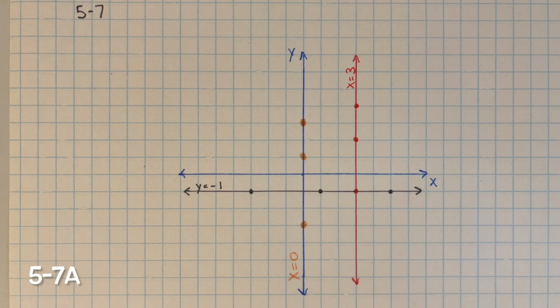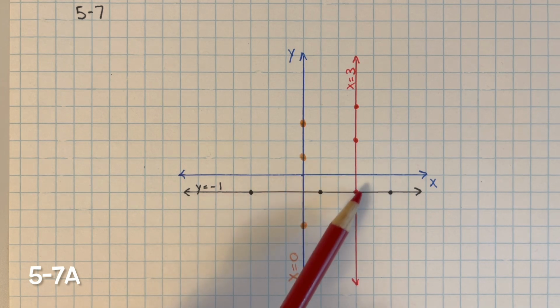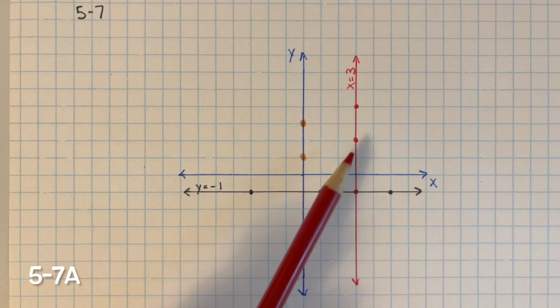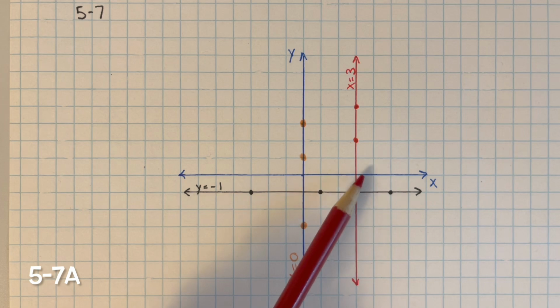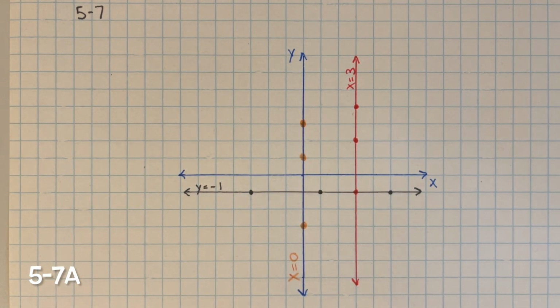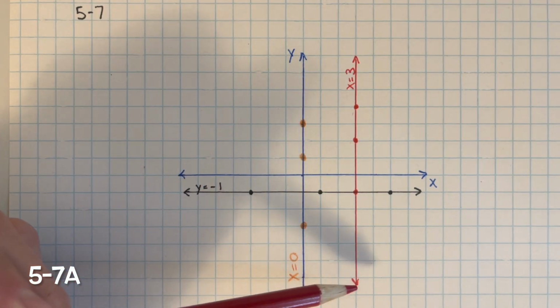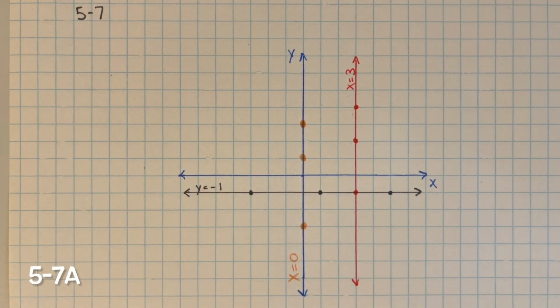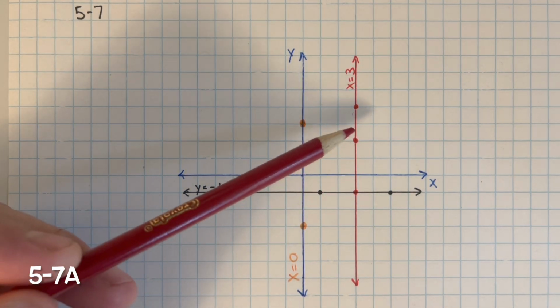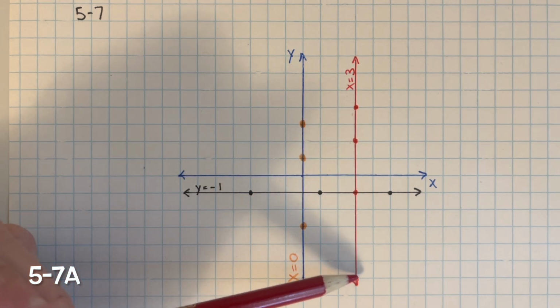For 5.7a, we need to plot the points 3, -1. So here's 3, -1, 3, 2, and 3, 4. And draw a line that passes through them. So here's my line. And now we need to state coordinates of 2 more points on that line. So any points on this line could be used.